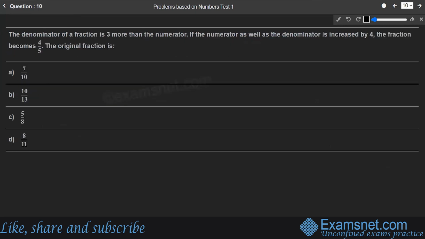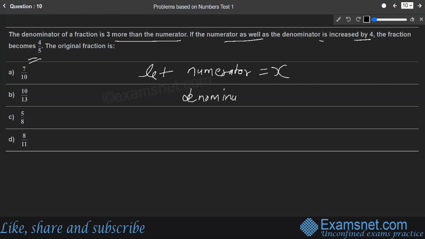Now he says the denominator of a fraction is 3 more than the numerator. If the numerator as well as the denominator is increased by 4, the fraction becomes 4 by 5. In this situation, we can assume one of the numerator or the denominator, and then as per the condition decide the other. Let's say the numerator is x, then the denominator, being 3 more, has to be x plus 3.